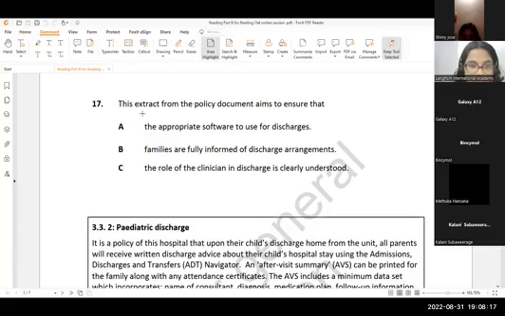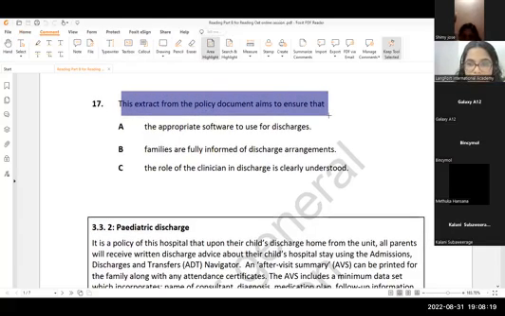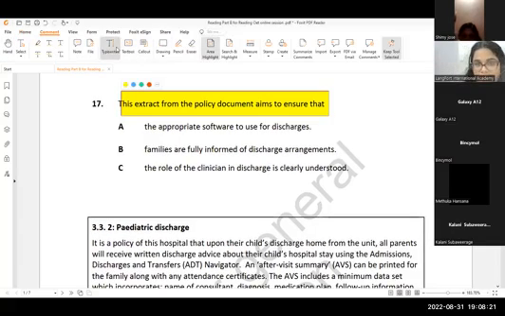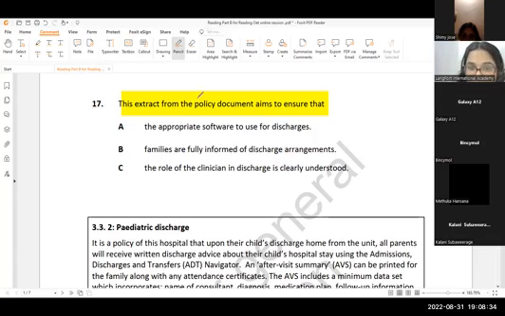Right. So, Shiny, can you read the question for me? Just the question, nothing more, nothing less. This extract from the policy document aims to ensure that. So as soon as we read the question, we know that we are going to read something from a policy document.